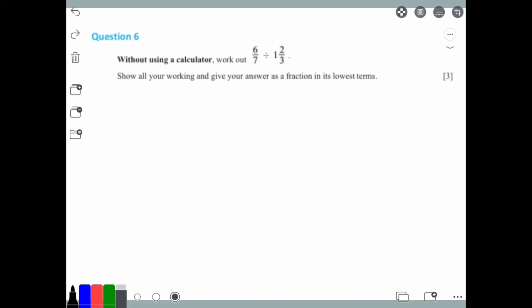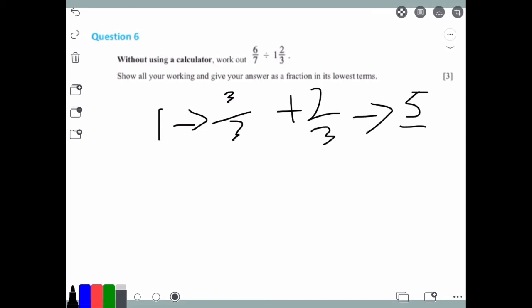Without a calculator, work out 6 over 7 divided by 1 2/3. First, what we are going to do is change this mixed fraction into an improper fraction. For this, we can make the 1 3/3 and add that to the 2/3. So 1 turns into 3/3, and we add that to 2/3 to get 5/3. So that is the mixed fraction as an improper fraction.